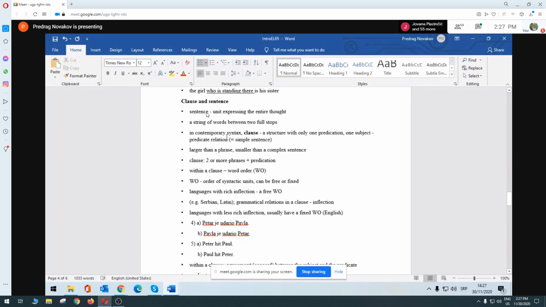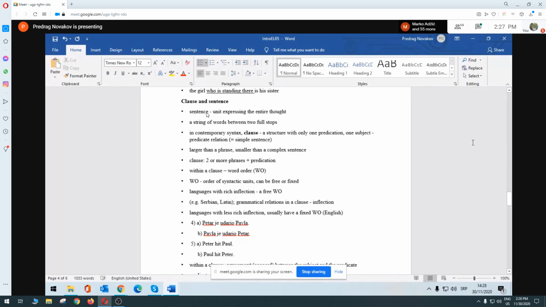So clause, this is what it means. A clause is larger than a phrase, but smaller than a complex sentence. A clause is larger than a phrase. Why? Because it has to have the relation of predication. Clauses have to have the subject and the predicate. Like in English, it's obligatory. So this is what it means, larger than a phrase.